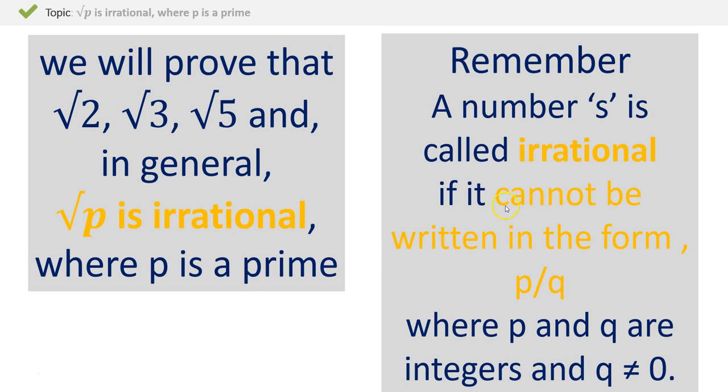In other words, you can also remember that a number s is called irrational if it cannot be written in the form of p by q, where p and q are integers and q is not equal to 0. So if you have to prove a number is an irrational number, try to prove that you cannot represent the given number in the form of p by q. And if you cannot do that, then by default that is an irrational number. We'll use these two concepts going forward.